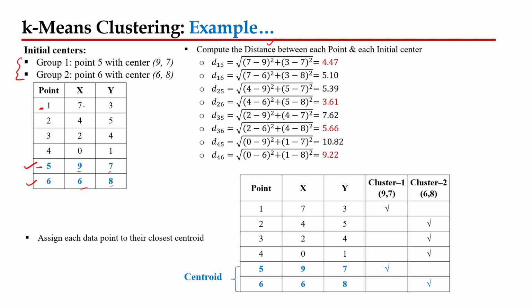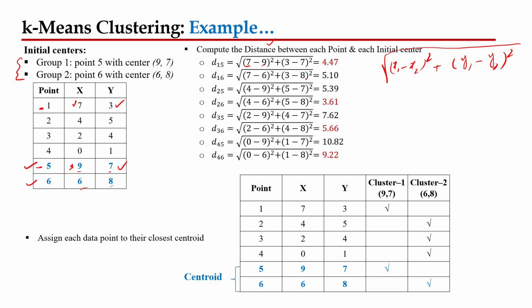So what is the Euclidean distance formula? The value of x minus the center point value of x. So this is 7 minus 9, and we will take the square. This is actually what we are doing: 7 minus 9 squared plus 3 minus 7 squared, and then taking the square root. So this is basically x1 minus x2 squared, and then y1 minus y2 squared, and then taking the square root. This is the Euclidean distance formula.